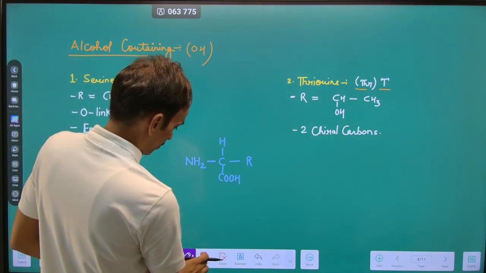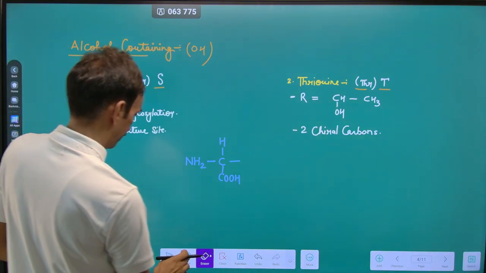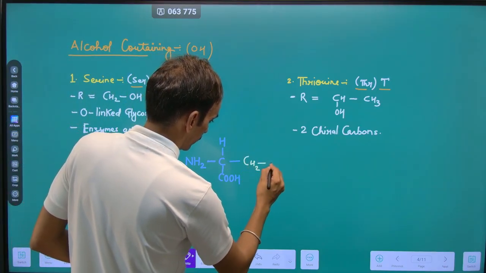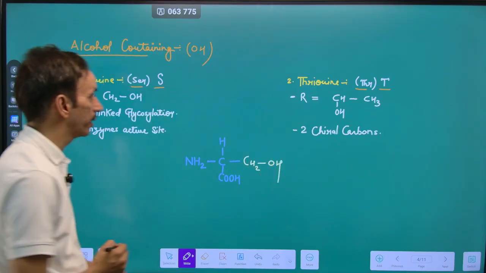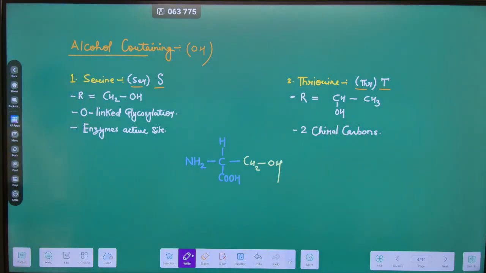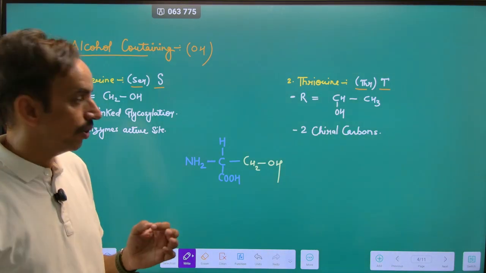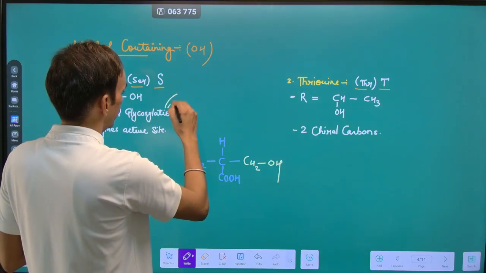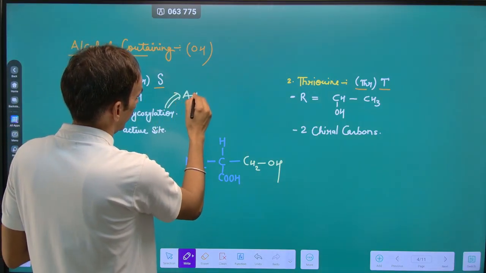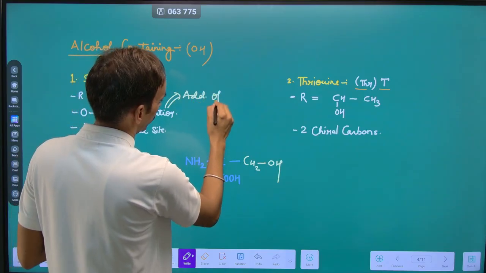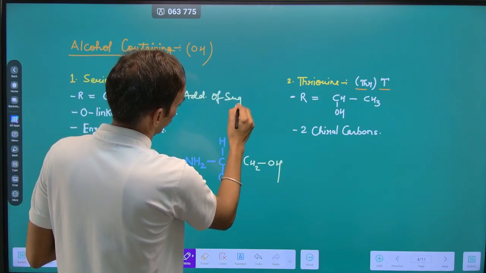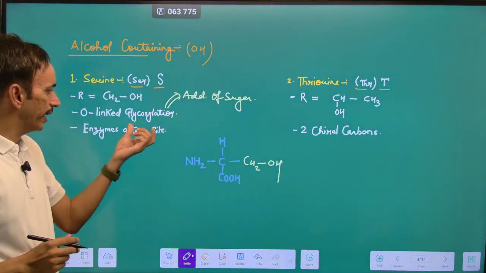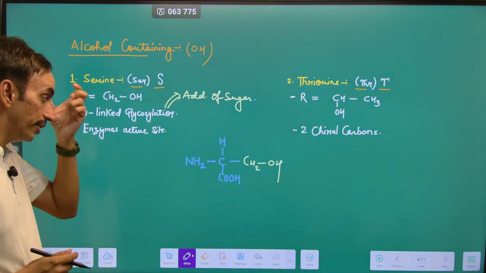Simply we can put the value of R, that is CH2OH, and it will become the amino acid serine. Now serine is the site for O-linked glycosylation. Simply, what is glycosylation? It is simply the addition of sugar to the molecule or to the protein, that is called glycosylation. Now this glycosylation is of two types.